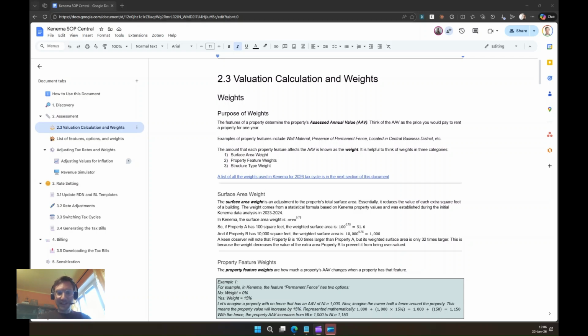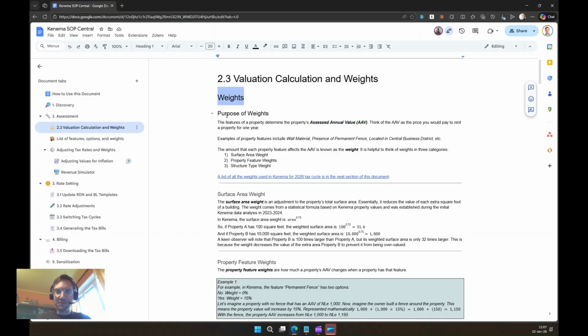Hello, everybody. This recording is to talk about valuation, the valuation of properties, how the valuation formula works, the components of that formula, and also how you might be able to adjust that formula when necessary. So, the first fundamental thing we want to think about with valuation are weights.